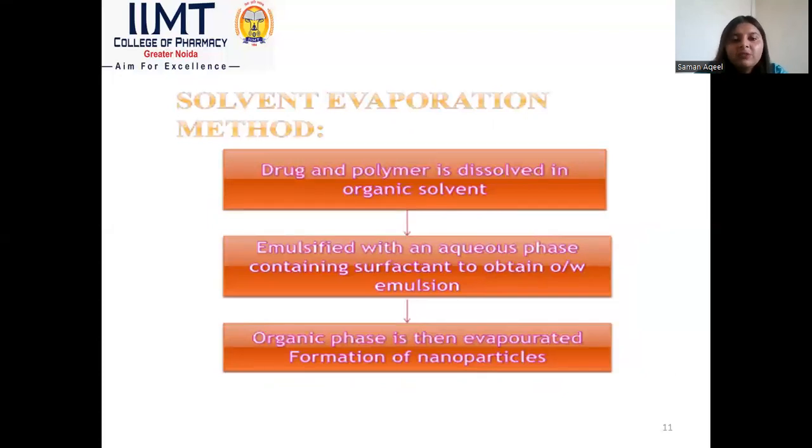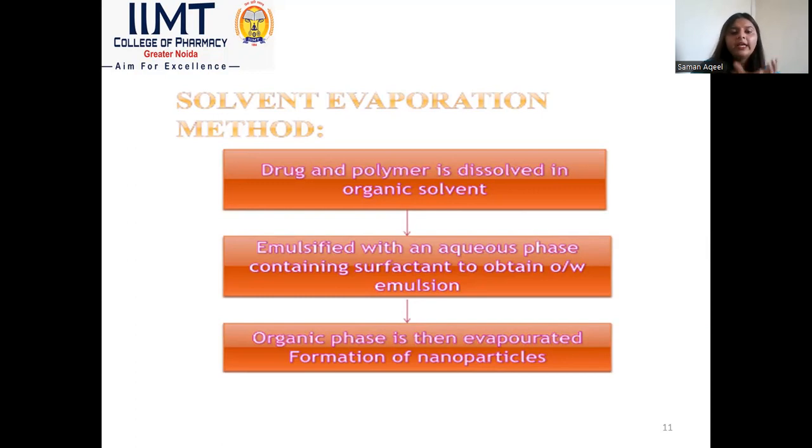Now, this is the first method by which nanoparticles could be prepared: solvent evaporation method. Under this method, the very first step is the drug and polymer are dissolved in organic phase. Here we are taking some organic solvent and dissolving the drug and the polymer in it. The next step is emulsified with an aqueous phase containing surfactant to obtain oil in water type of emulsion. That is, the external phase is the water and the internal phase, which is in less quantity, is the oil.